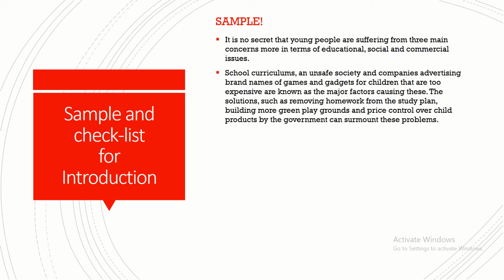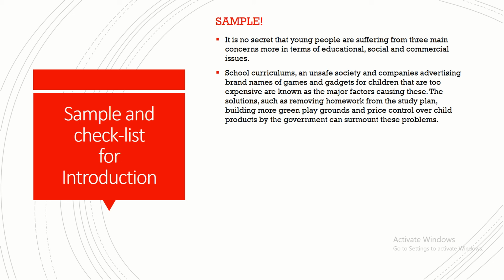It is no secret that young people are suffering from three main concerns. So concern is kind of close in meaning to pressure. Are suffering from three main concerns more in terms of educational, so this is academic perspective, social, and commercial issues. And now I'm answering the given questions. School curriculums, an unsafe society, and companies advertising brand names of games and gadgets for children that are too expensive are known as the major factors causing these. So this is my answer to the first question: what are the causes?